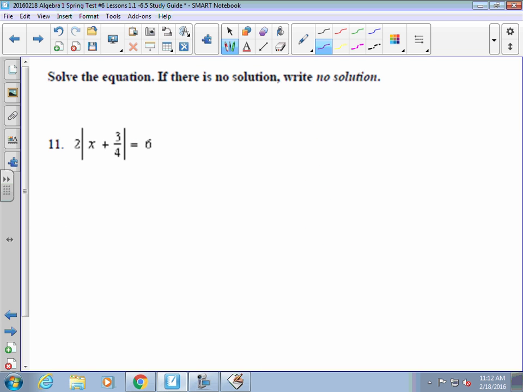Number 11 says 2 times the absolute value of x plus 3/4 is equal to 6. Again, before you set it equal to both positive and negative, like we did on the previous two problems, you need to simplify. You need to get the absolute value all by itself. So we need to divide by 2, since it says 2 times that. You do it to the left again, do it to the right. Now it leaves you with the absolute value of x plus 3/4 is equal to 6 divided by 2 is 3. Now we have the absolute value all by itself.